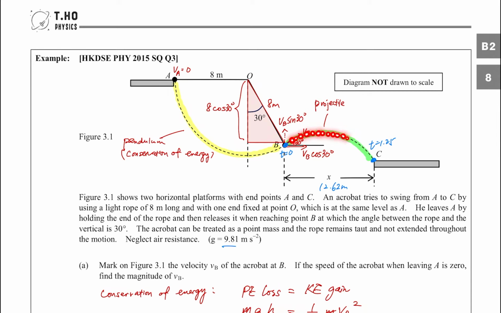This is the first section. In the second section, the acrobat acts under gravitational force, mg. Gravitational force would not cause any mechanical work done to the acrobat because it is already taken into account by considering PE and KE. So the total amount of mechanical energy, PE plus KE, remains the same. Throughout the whole process from A to B to C, the mechanical energy would not change.